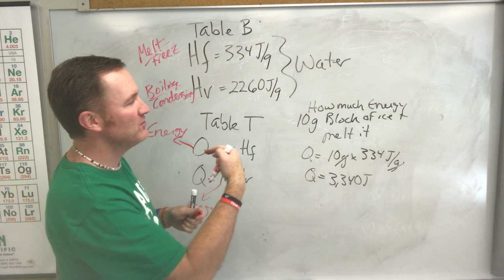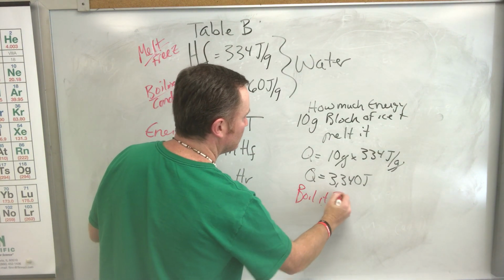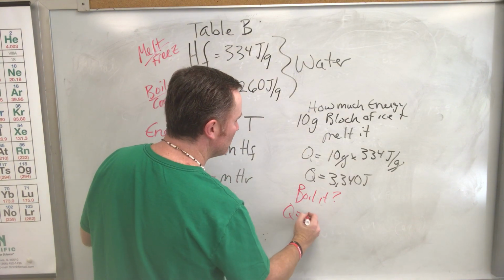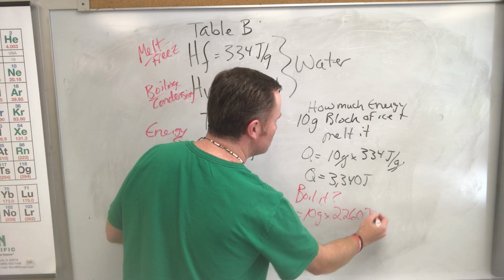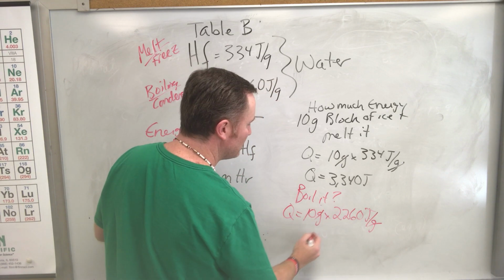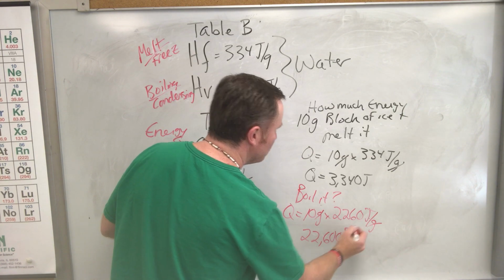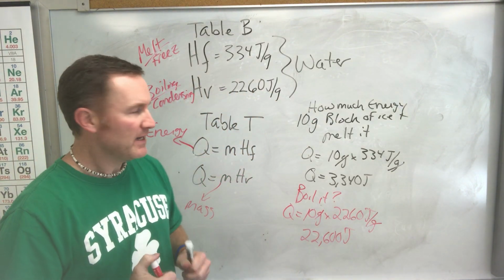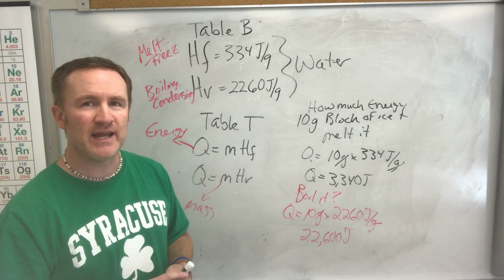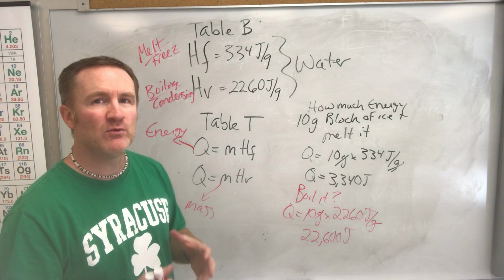So I would just be multiplying that instead. If I wanted to vaporize it or to boil it, it would be Q equals 10 grams times 2260 joules per gram. Again, grams cancel. We get 22,600 joules. And these are both going to be positive values. Now, sometimes you hear questions that say the energy was released.